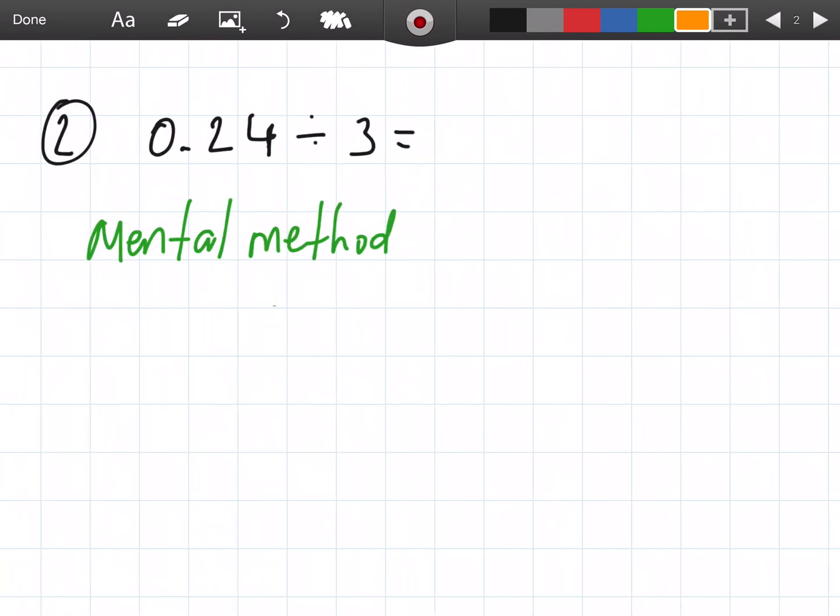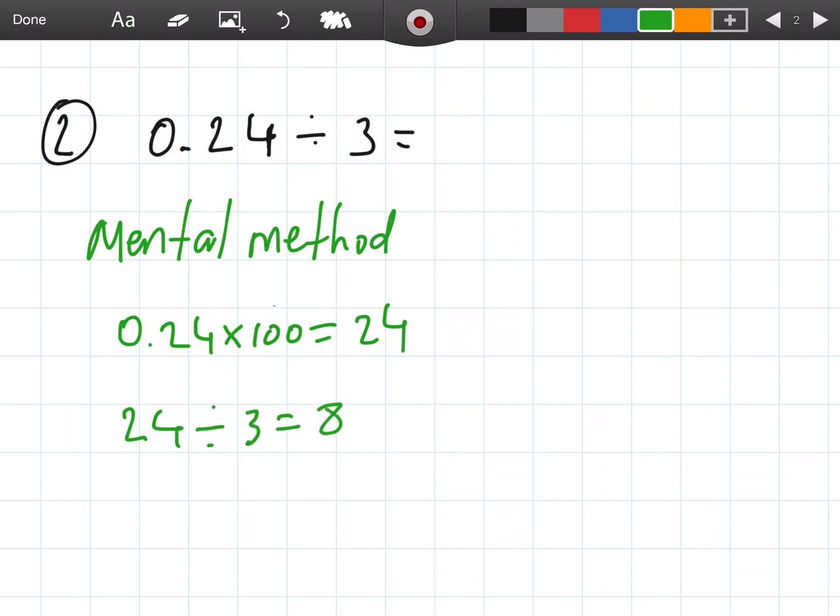Let's have a look at another example. Here we have 0.24 divided by 3. And we'll try to use just the mental method for this one. So again, we can look at 0.24 and think, well, 0.24 times 100 is 24. So in our head, we can do 24 divided by 3, which we know is 8. And then to get the answer for 0.24 divided by 3, we need to divide that answer by 100, which gives us 0.08.